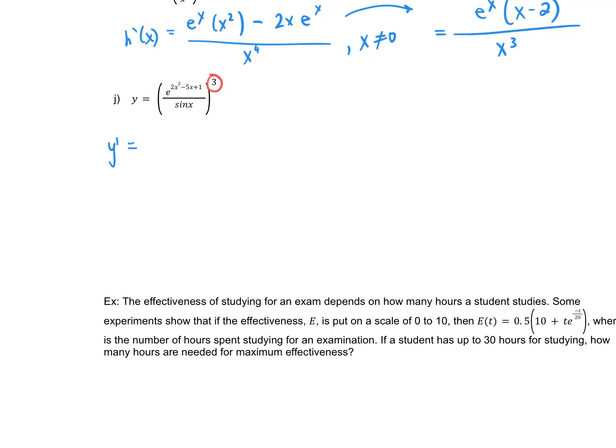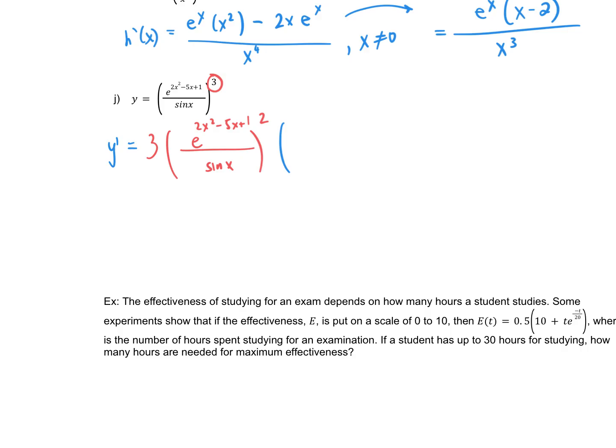But first thing I'm going to do, bring the 3 down, and then my bracket will be to the power of 2. The inside, I'm just going to copy paste it. I'm not taking the derivative of it right now, because all I've done is taken the derivative of something to the power of 3, which is 3 something squared. There we go. Now it's time for my quotient rule.